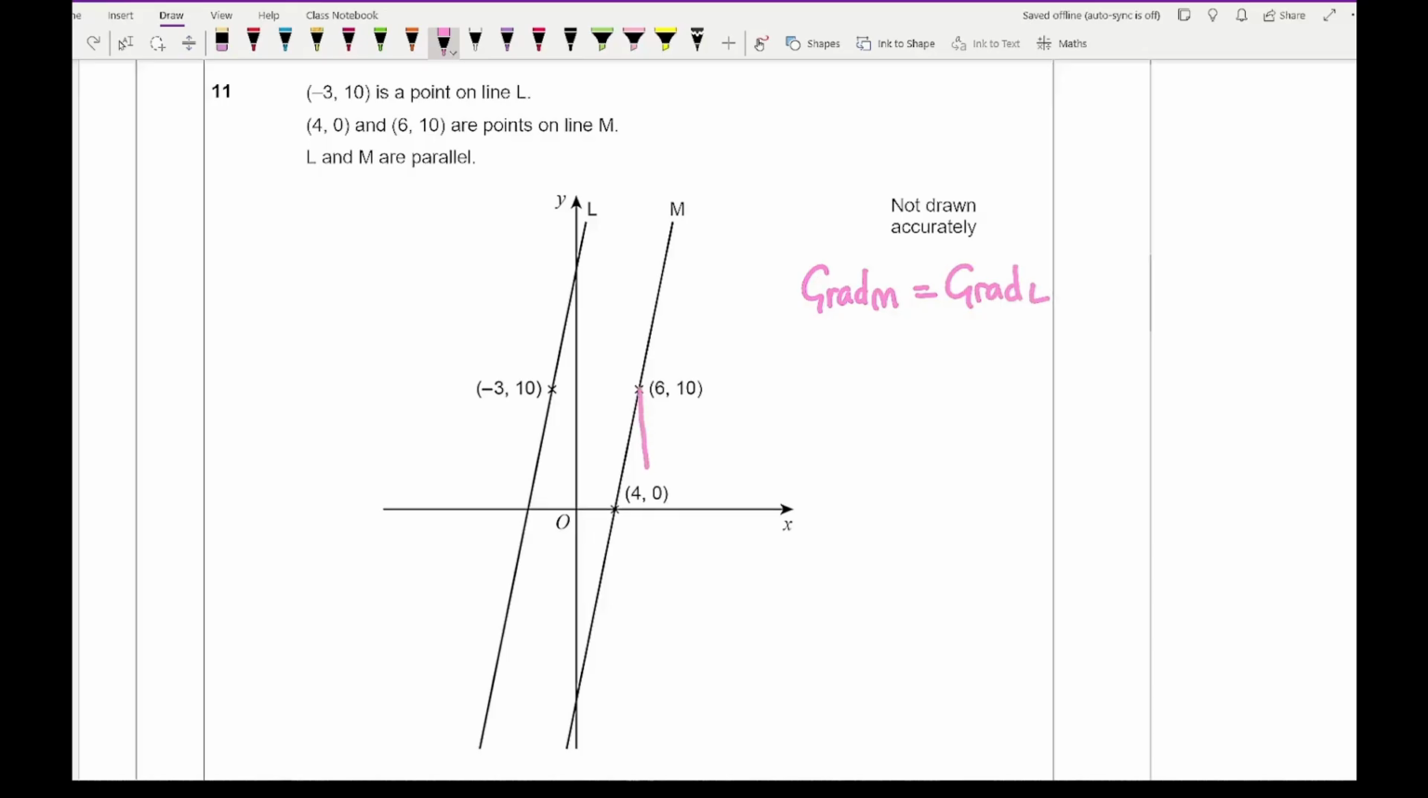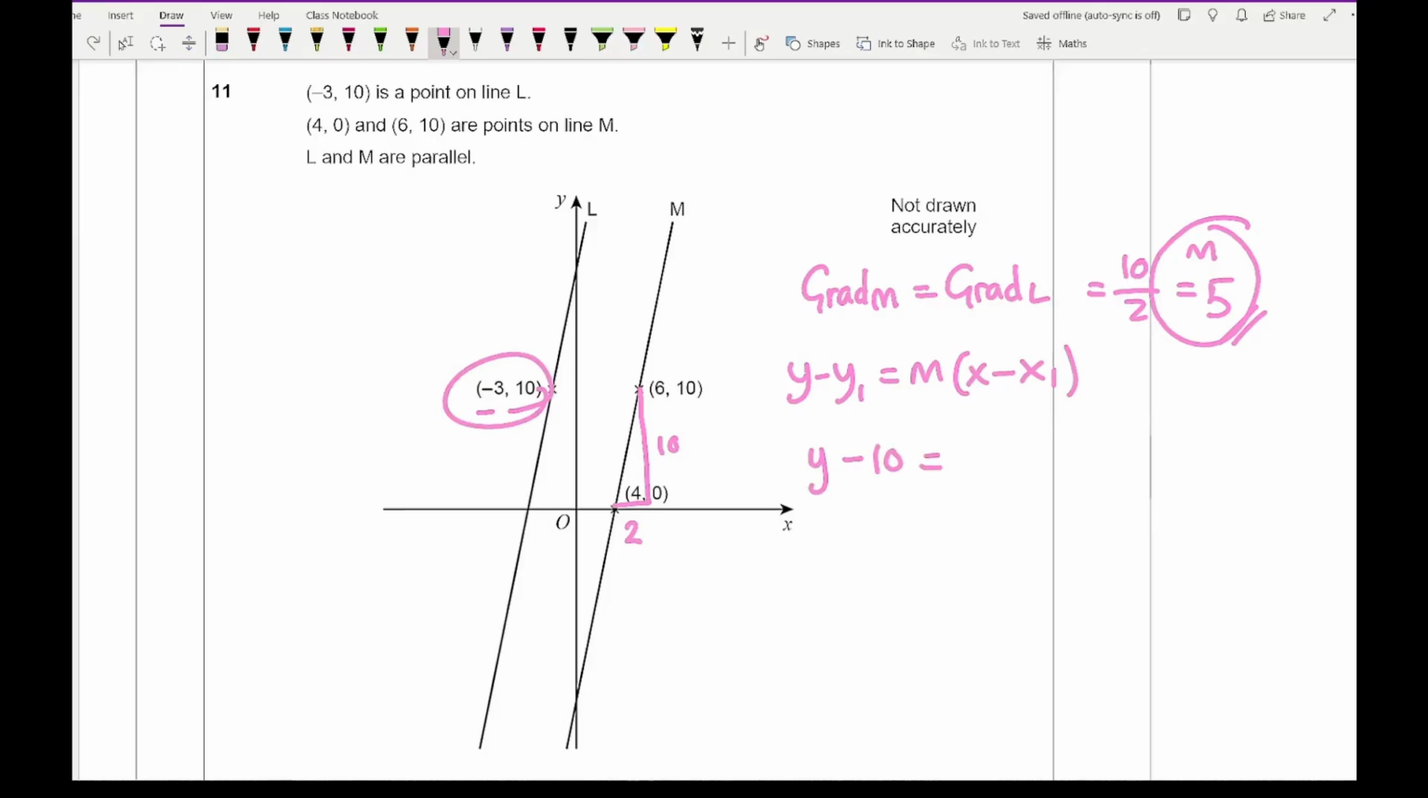If I draw my triangle using the coordinates, I can see the base is the difference between the x ordinates, which is 2, and the height of the triangle is the difference between the y ordinates, which is 10. So the gradient is 10 over 2, which equals 5. So m equals 5. Then using y minus y1 equals m times x minus x1, we're using this coordinate here, so it's y minus 10 equals 5 times x minus minus 3, which becomes plus 3. So I get y minus 10 equals 5x plus 15, and that gives me an equation of y equals 5x plus 25, and there is my final answer for that one.